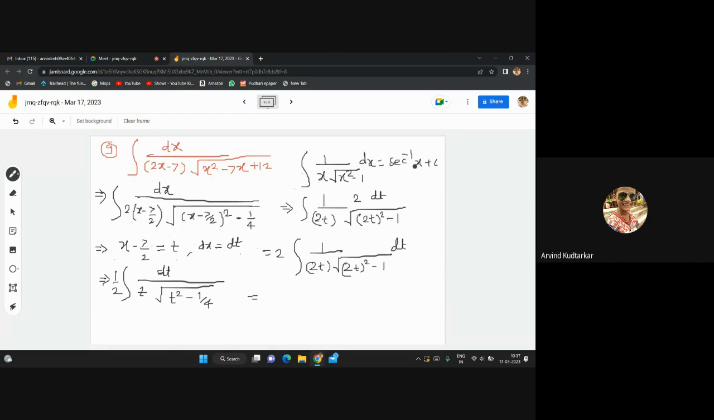Plus c. And this will require simplification. Otherwise, we can simplify here. Yes, if you take their LCM, so 2x minus 7 divided by 2. So the 2 will cancel. So what will the solution be in simplified form? 2 into sec inverse of 2x minus 7 upon 2. So the 2 will cancel, you get 2x minus 7 plus c. So this is the correct option. This will be the correct option for this integral. Okay.